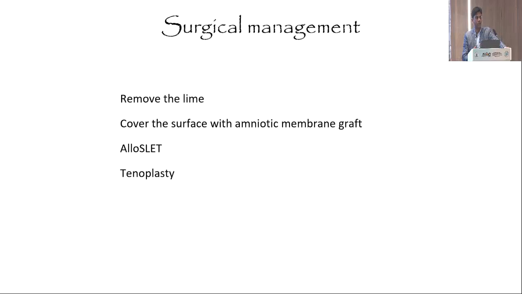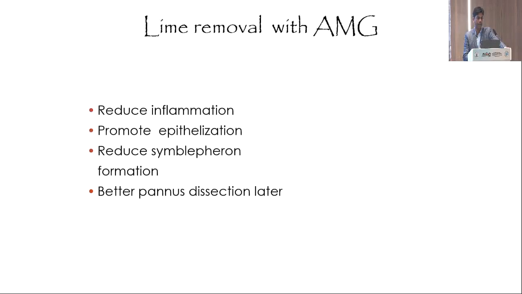Coming to surgical management, the removal of the lime, and we should cover all the surfaces with the amniotic membrane, as ma'am already said, and the allo-limbal graft is already covered. One thing is tenoplasty, which we can do if there is a chance of severe anterior segment ischemia and phthisis of the eye. The purpose of lime removal with amniotic membrane is to reduce the inflammation, promote epithelialization, and reduce symblepharon formation. While managing chronic lime injury cases, we get a better plane and better pannus dissection if we put the amniotic membrane.